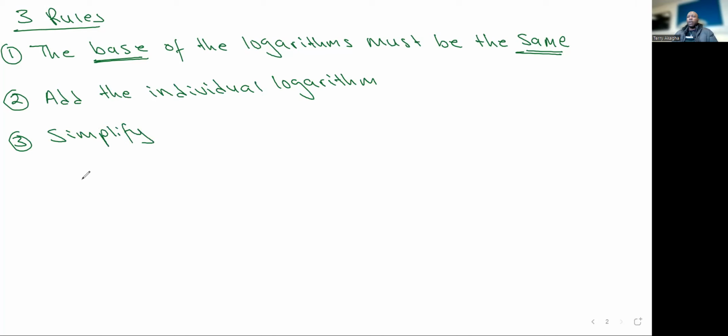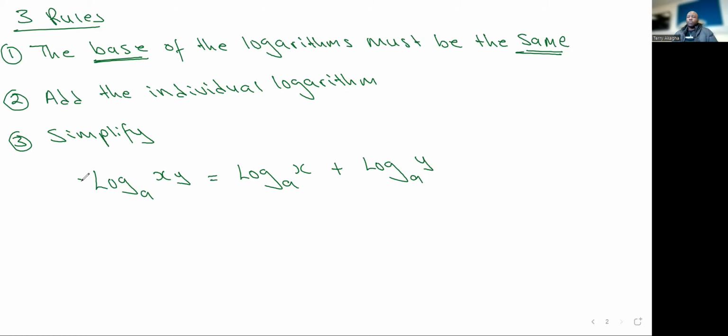So basically what the law is saying is that when you have log x y to base a, so they're multiplied together, it's the same thing as saying log x to base a plus log y to base a, okay?